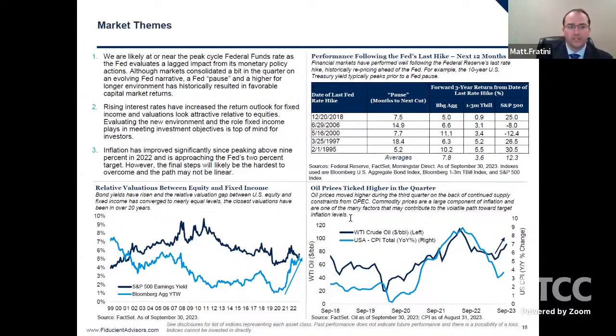Lastly, talking about inflation, we did see it come down, as I mentioned, but we're stuck in that 3 to 4% range. One of the byproducts of that has been the oil market. We did see oil prices rally quite considerably in the third quarter. Now they have backed off those highs in the month of October, but that did help keep inflation somewhat high.